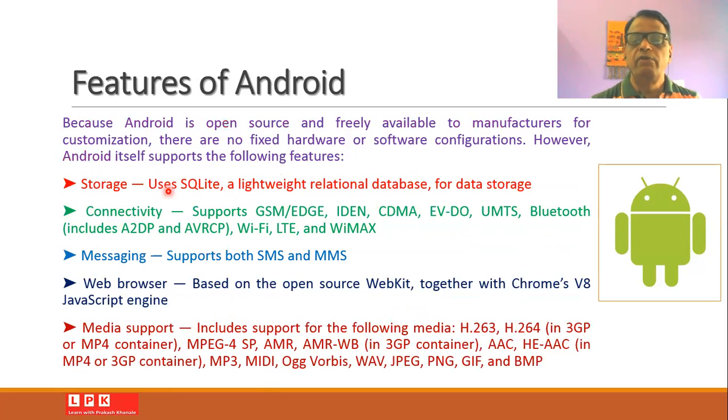There are certain features available with Android. Android is open source. It is freely available to the manufacturer for customization. They can make modifications to it. There is no fixed hardware and software configuration. Android makes use of SQLite, structured query lite, for storage. It is nothing but a lightweight relational database that is used for data storage. It provides connectivity support such as GSM, Edge, IDEN, CDMA, UMTS, Bluetooth, Wi-Fi, LTE, and WiMAX. So almost all types of connectivity are provided in Android.